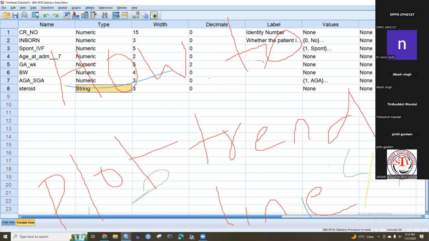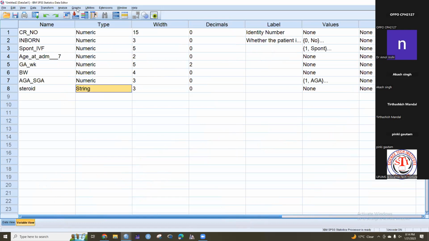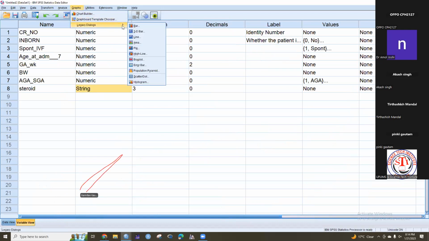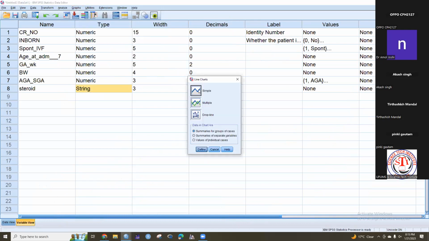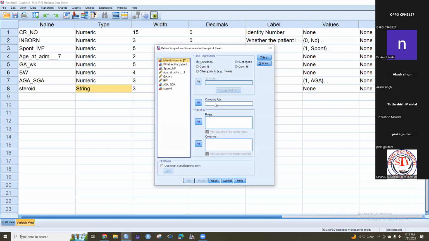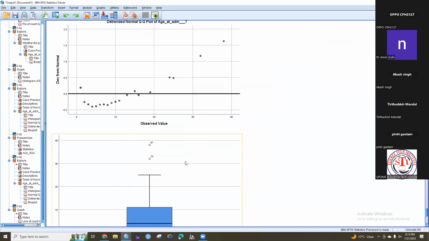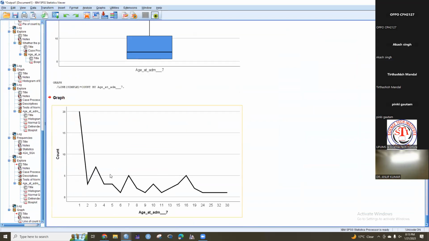I am just telling you about the box plot. Okay, just go to the graph, legacy dialog. Here you can see one girl is asking how to plot the trend line. When you click on this, there is simple line, multiple line, and drop line. If you click on the simple line, it will ask you what is the category axis and what are the rows. For rows you need the year, but because we do not have any year, I'm just putting the category axis. If I click OK, it will show you the trend line. But this trend line is nothing but the frequency of 1, 2, 3, like this, just the age.